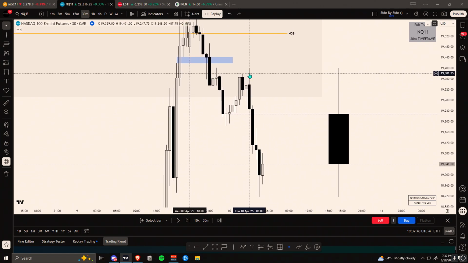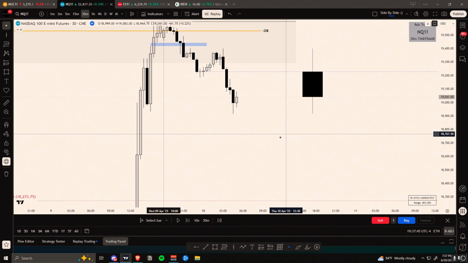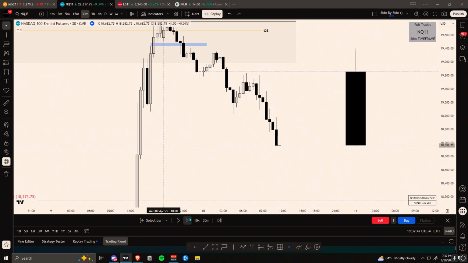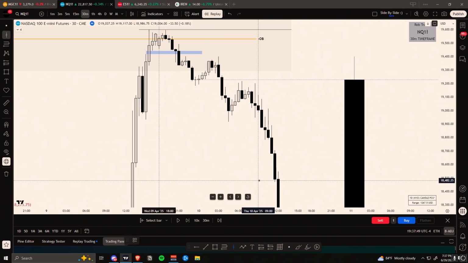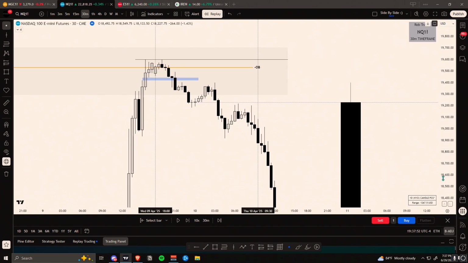You can see London is doing the same thing. More confirmation that we are on side. And now we can get towards the 9:30 opening bell. And you guys can see, right, what happens.